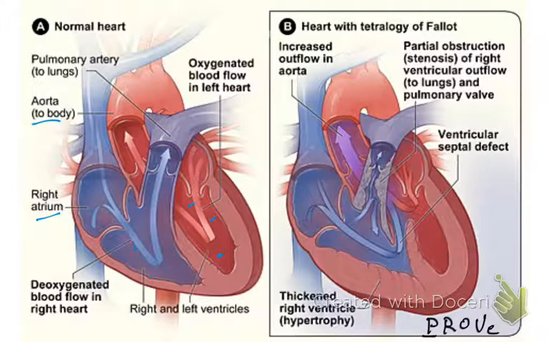So basically you go and check the pulmonary valve, which is going to be right here, and it's going to be stenotic. The patient has a partial obstruction, which means a stenosis of the right ventricular outflow to the lungs and the pulmonary valve. Because the way to the lungs is stenotic and difficult to go through, the right ventricle needs to do more effort.